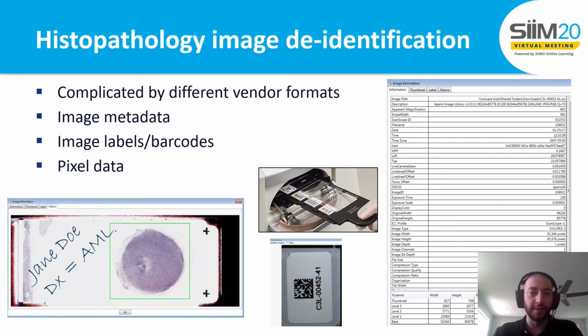So now moving on to histopathology, you'll see that a lot of the issues are quite similar to what I discussed on the previous slides with radiology image de-identification. Starting on the left side, you'll see an image of a digitized slide. One of the areas that we've found in reviewing pixel data in the past is that you may have cases where a pathologist has used a marker to actually write on the physical glass slide before it's scanned. So that's one area that we have to check.